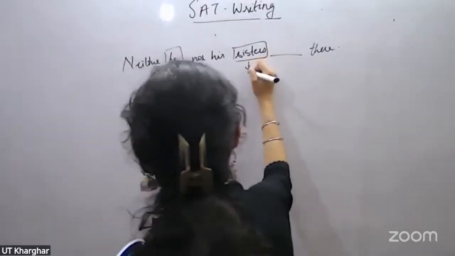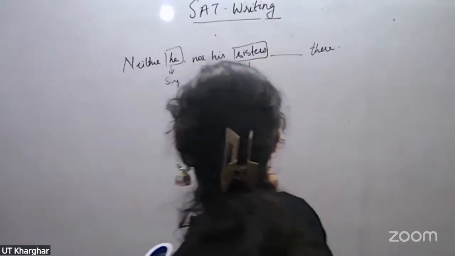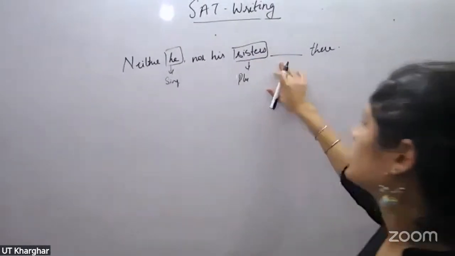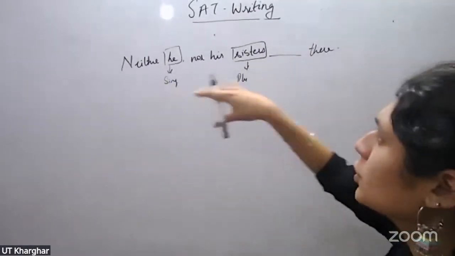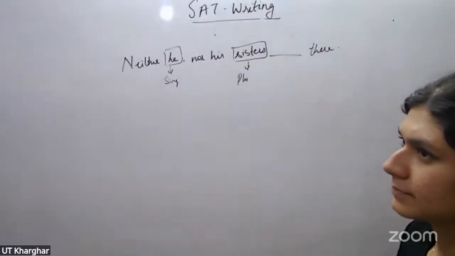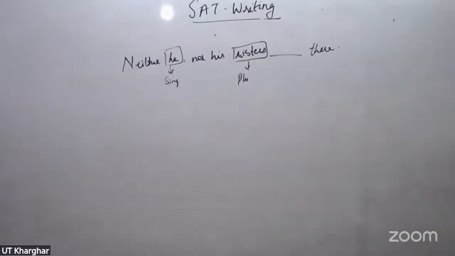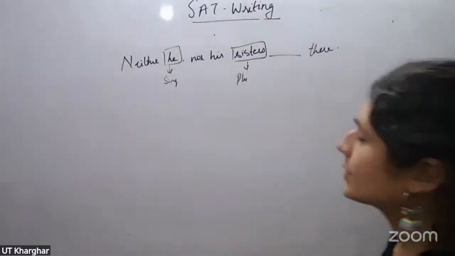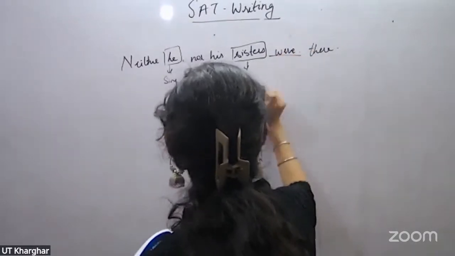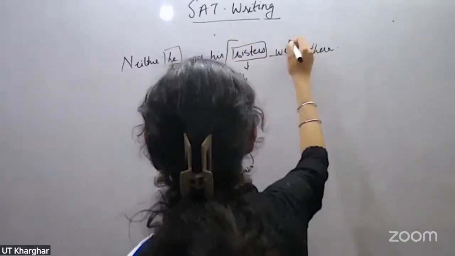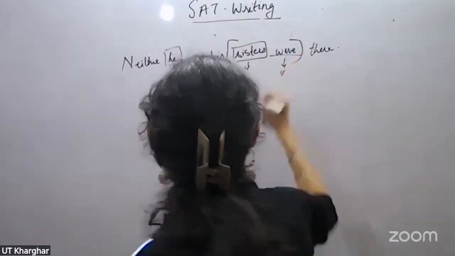What about sisters? Plural. Now, what do you think will come over here? Should you follow this subject or should you follow this subject? Sisters. Yes. So neither he nor his sisters were there. Now, always you have to follow the subject that is closest to the verb.